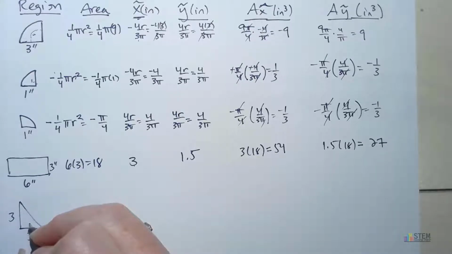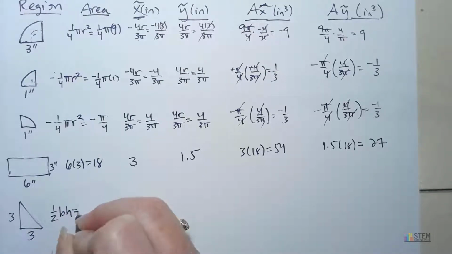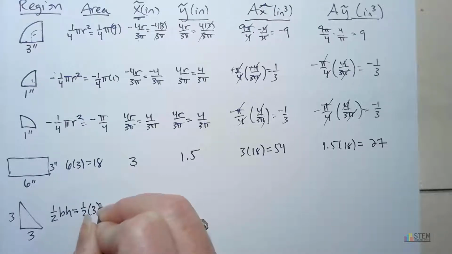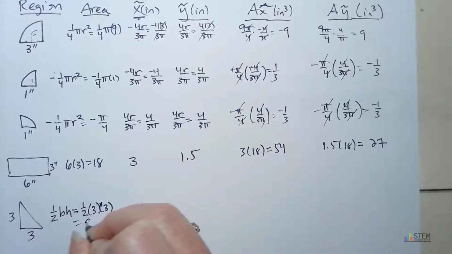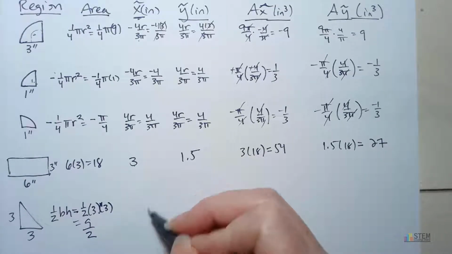Let's find the area of this. So 1/2 base times height. That'll give us 1/2 times 3 times 3. So it's 9 over 2. Now we need x tilde. So you're going to go to your table.